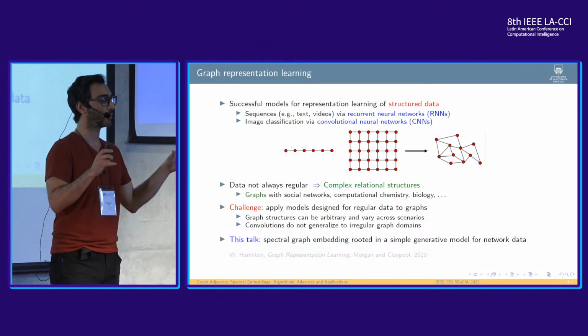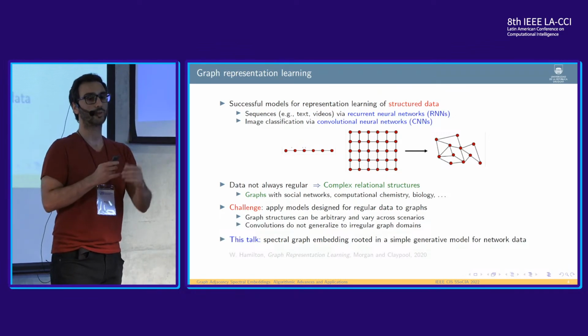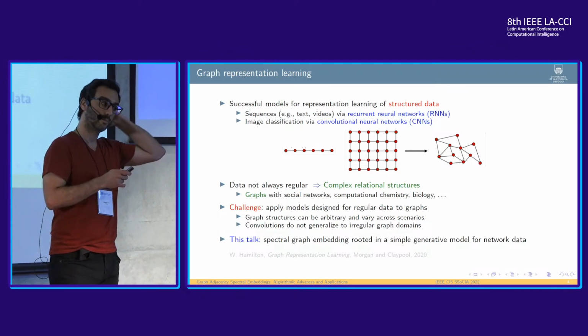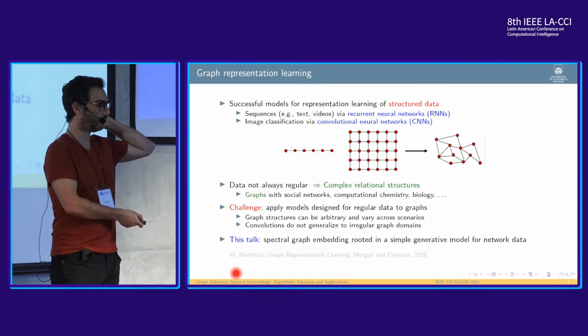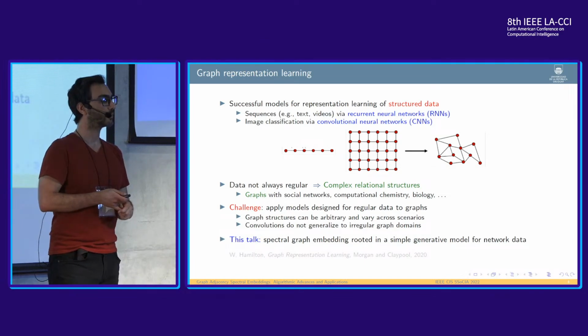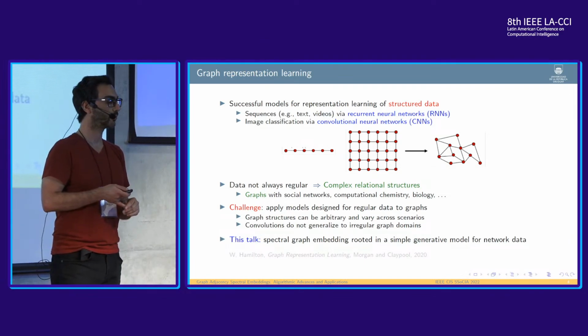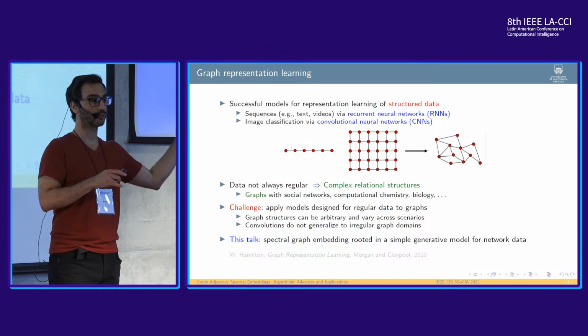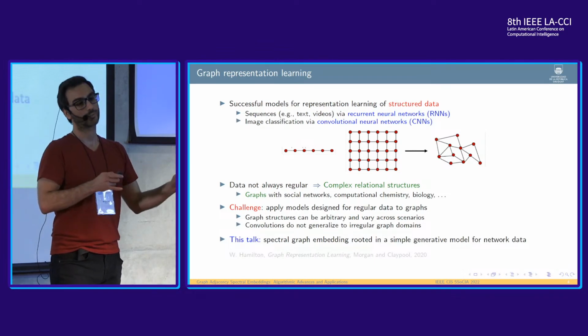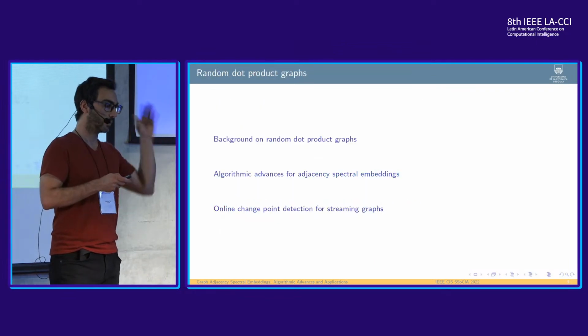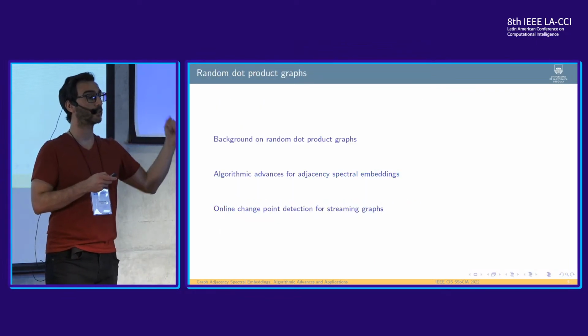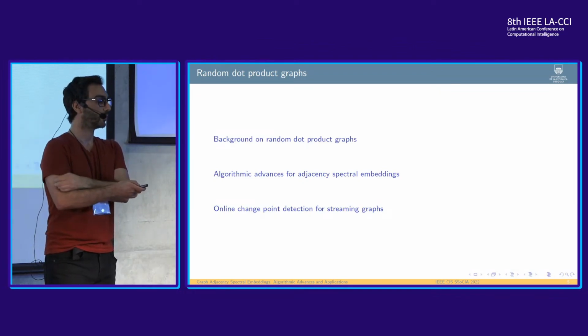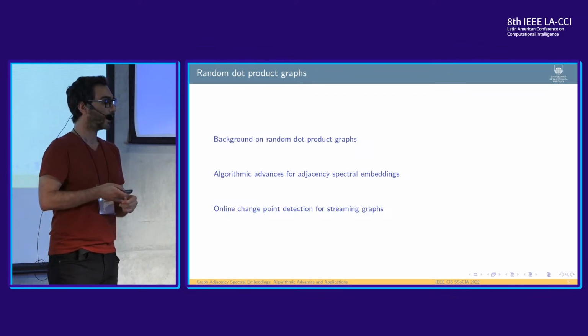So in this talk, we are going to talk about one specific way to do graph embedding. There are other ways. This is a very nice book from Hamilton, so if you are interested in graph representation learning, it is a very nice introduction. There are two main ways to do it. One is with GNNs, graph neural networks, and the other is what we are doing here. I will start with this model, which is the RDPG, the random dot product graph. I will present first the model, and then we will talk about some algorithms and then some applications.